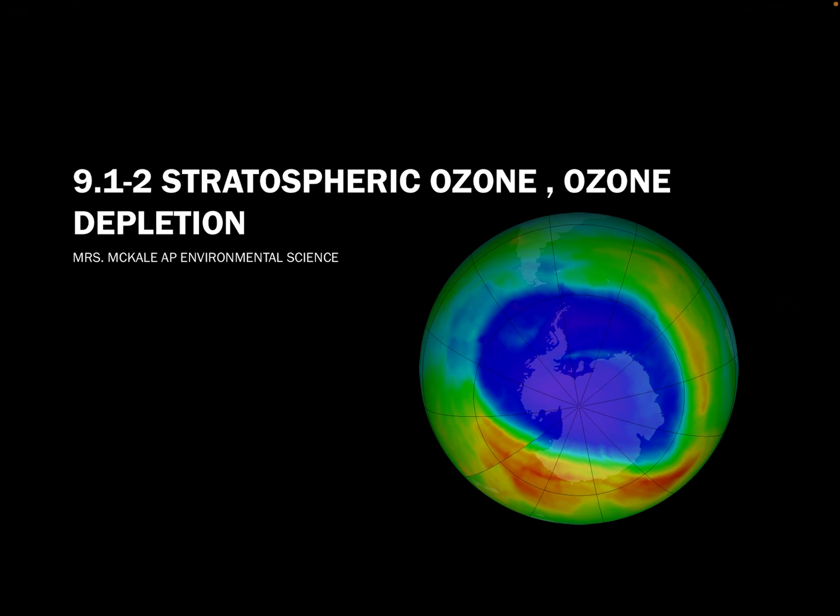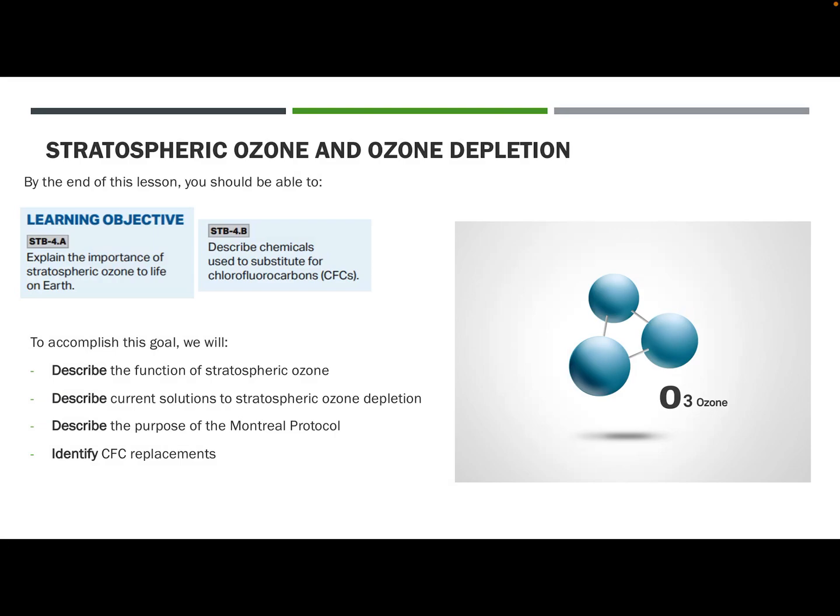We're going to cover 9.1 and 9.2, stratospheric ozone and ozone depletion. So by the end of this lesson, you should be able to explain the importance of stratospheric ozone to life on Earth and describe chemicals used to substitute for chlorofluorocarbons, or CFCs. To accomplish this goal, we will describe the function of stratospheric ozone, describe current solutions to stratospheric ozone depletion, describe the purpose of the Montreal Protocol, and identify the CFC replacements.